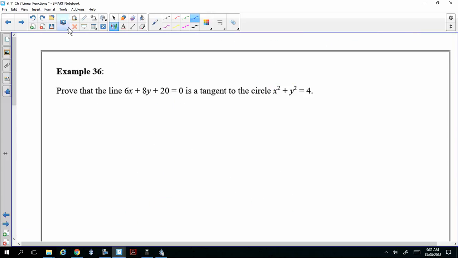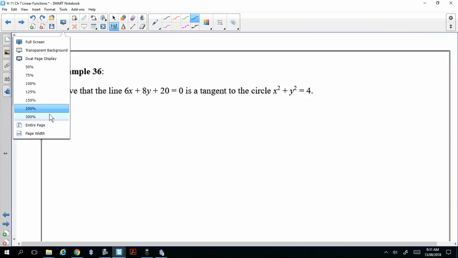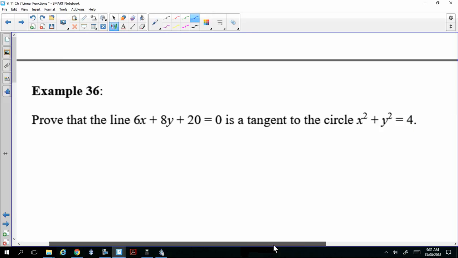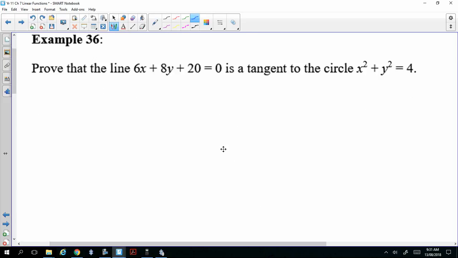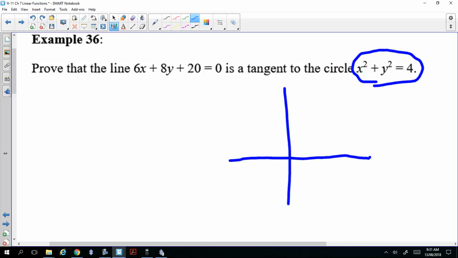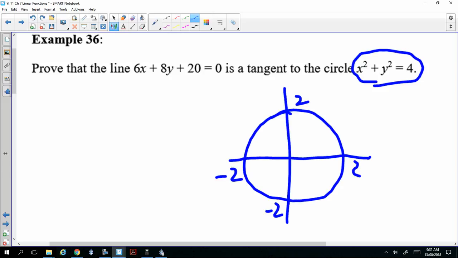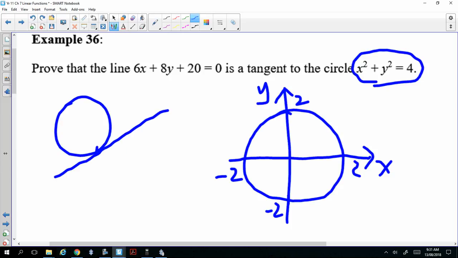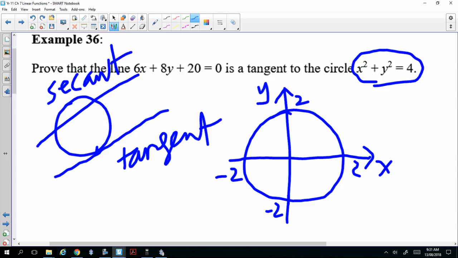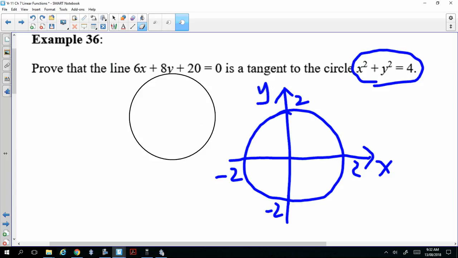Okay, prove that this line is a tangent. Now this is a circle, right? Let's draw the circle. What's the radius of the circle? Very good. Tangent. Well, a tangent is something you've learned since year 7. What's a tangent? A line that touches at one point. And a secant is something that crosses at two points. And then there's a line that doesn't cross at all. That doesn't have a name. Just a line.